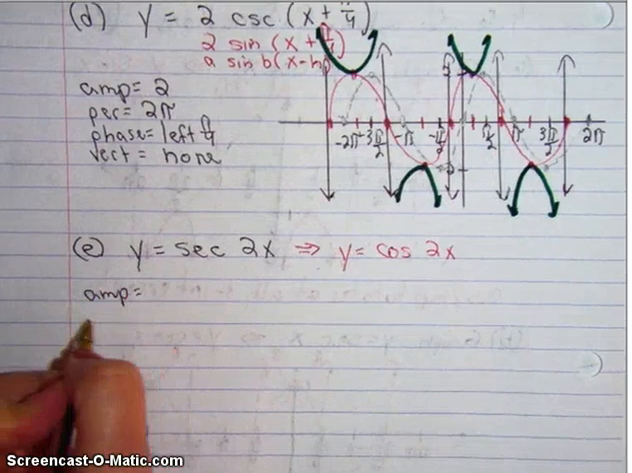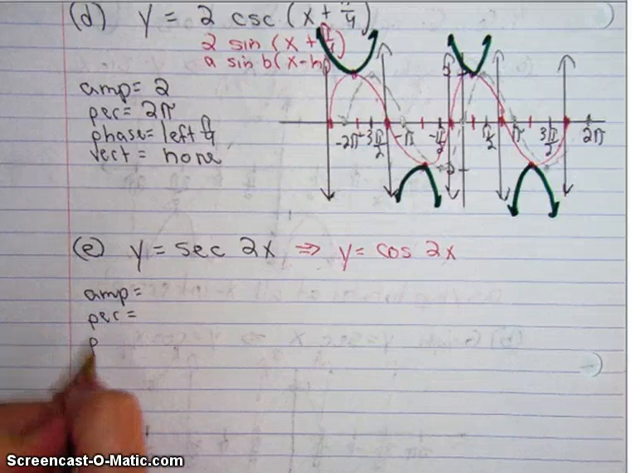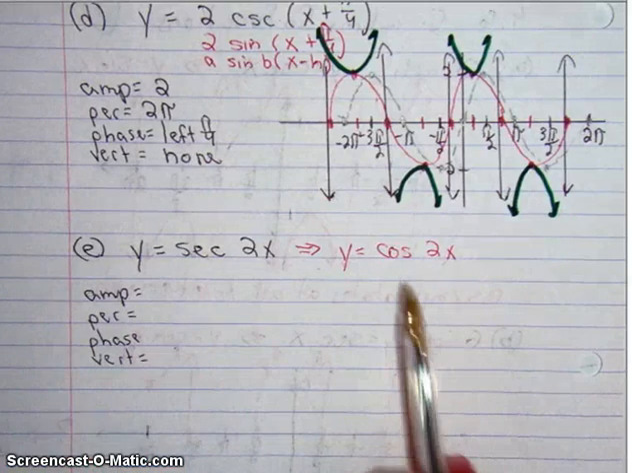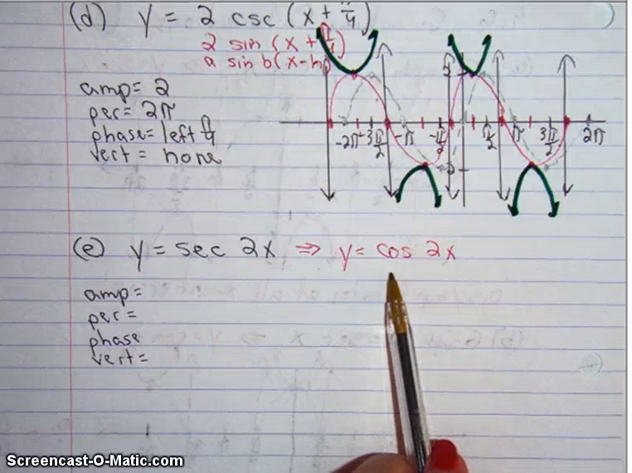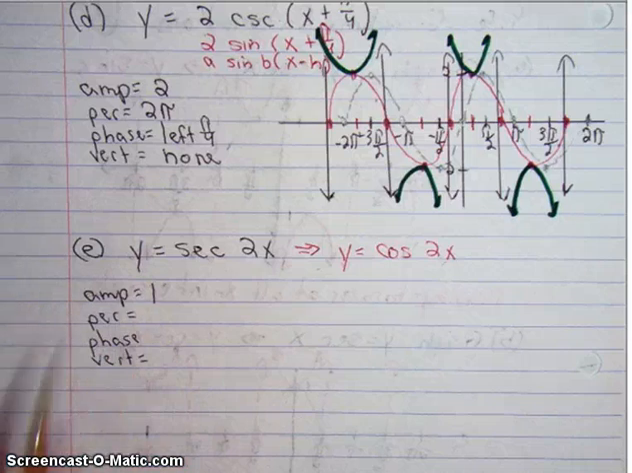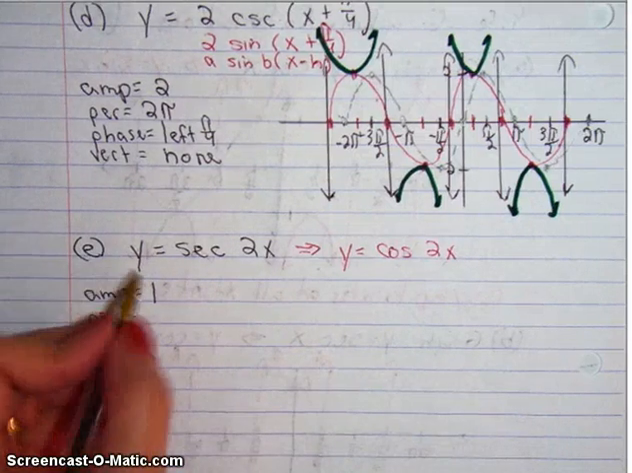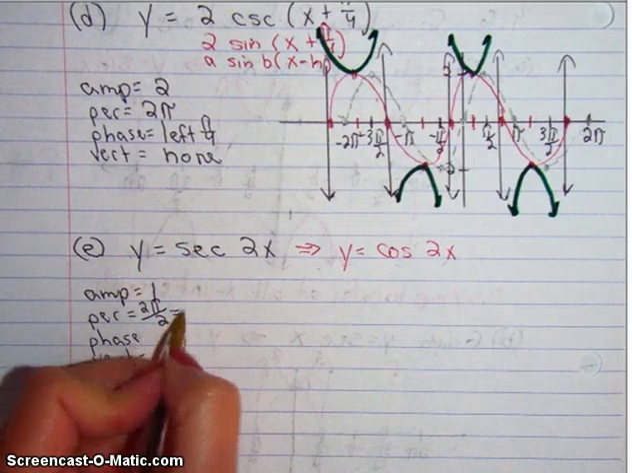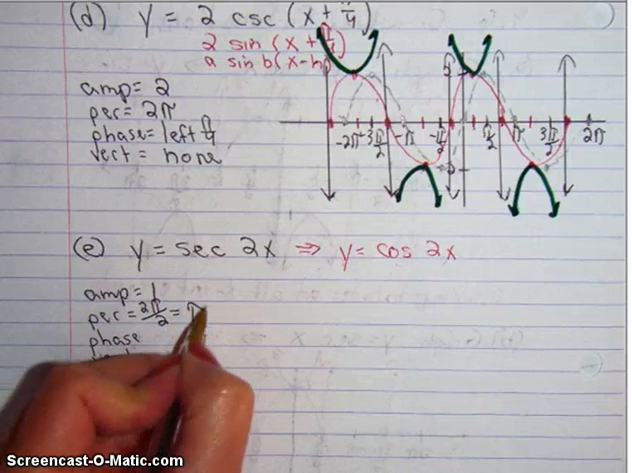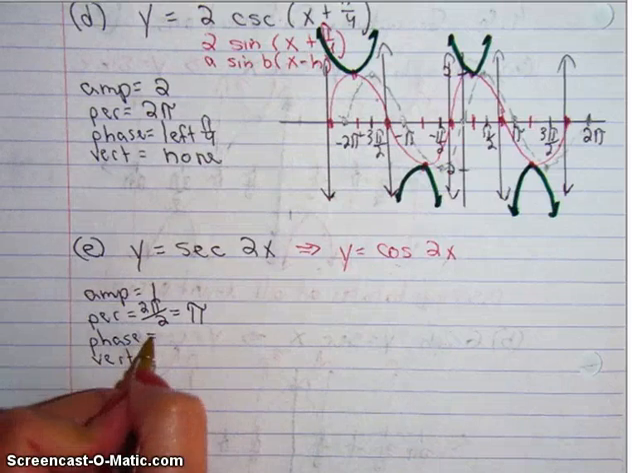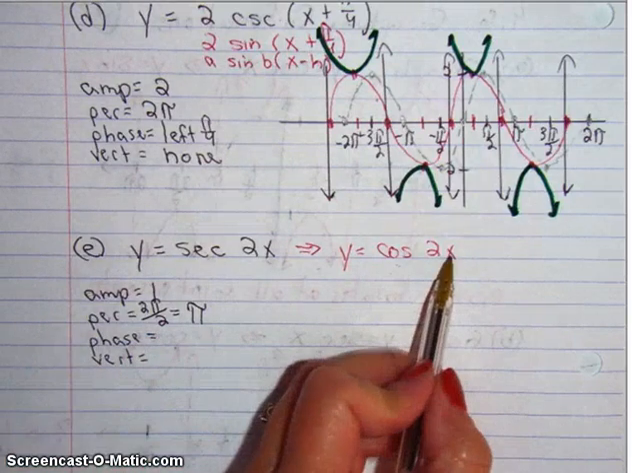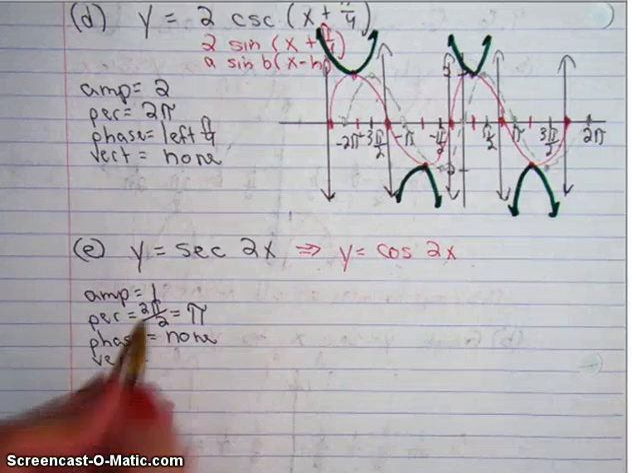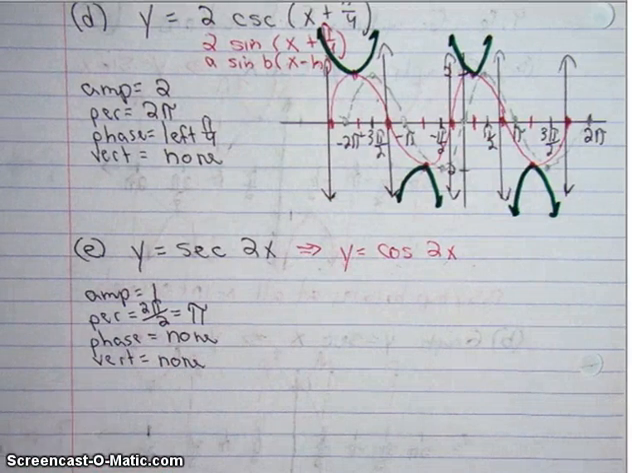Amplitude, period, phase, vertical. Joel? Yes. Amplitude. 1. Joel, normal period for cosine. 2 pi, and we need to divide it by? And so we get? Just pi? Yep. Joel, phase shift? So anything in parentheses with x? No. Any k value at the end? All right, this one should be easy to crank up.